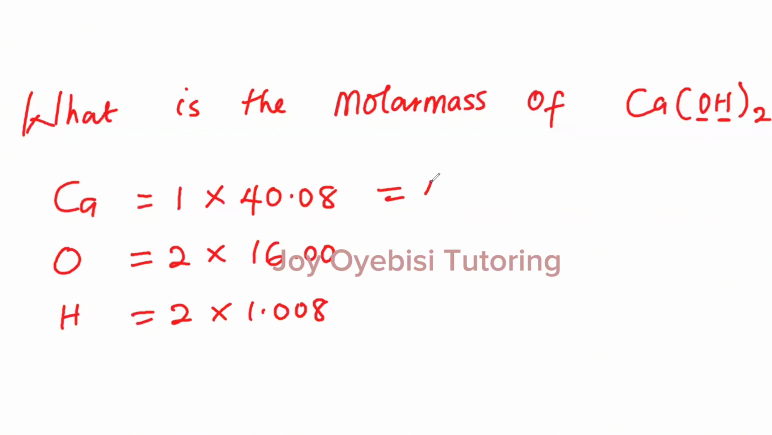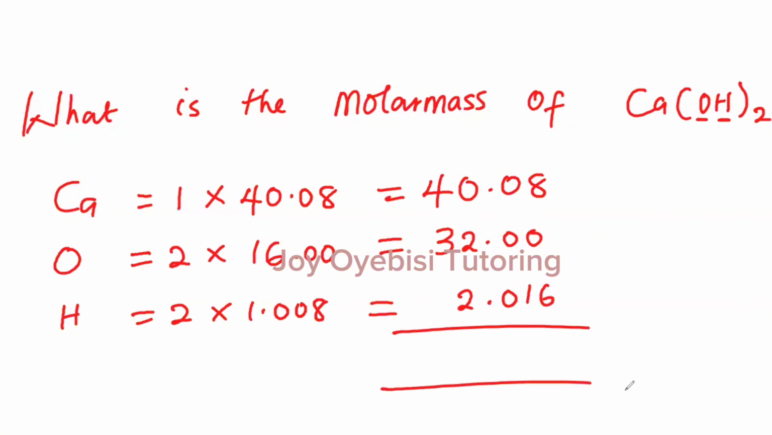1 times 40.08 is going to give us 40.08. 16 times 2 is 32.00. And this is going to give me 2.016. Now, the next step is to sum them up. The final answer is going to be 74.096 grams per mole.